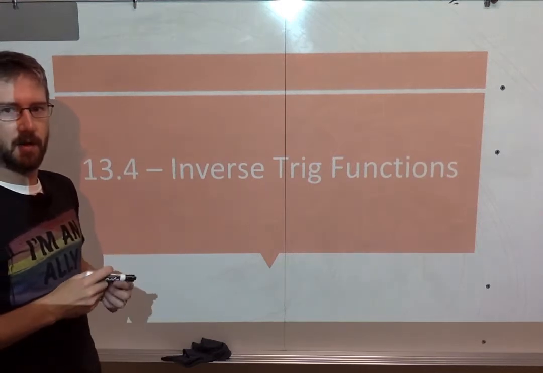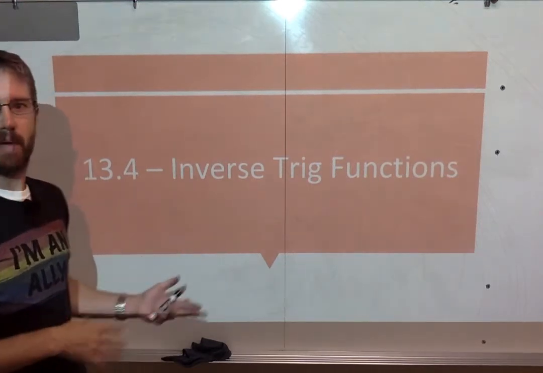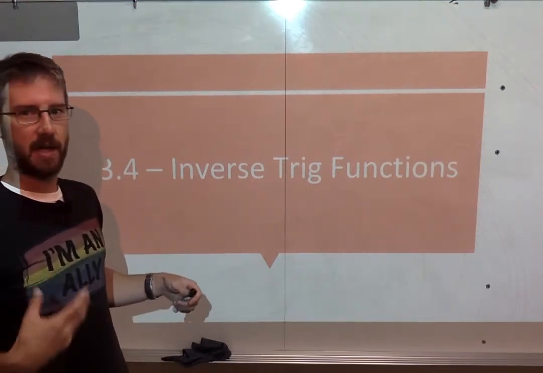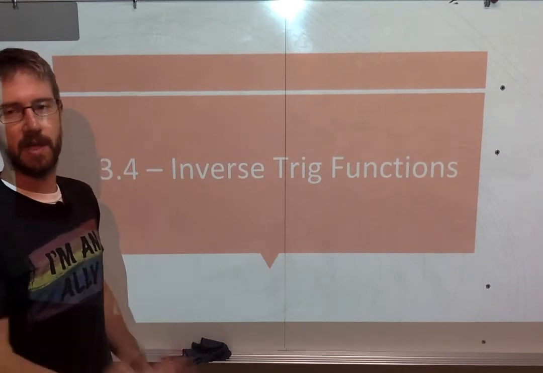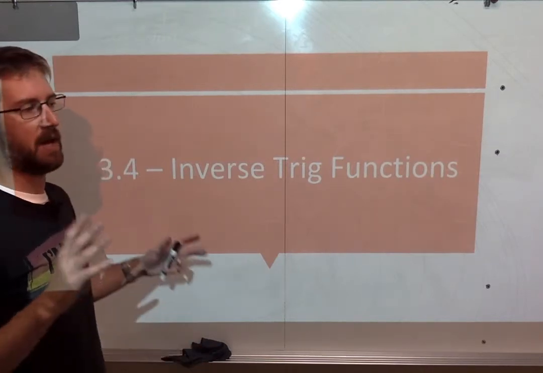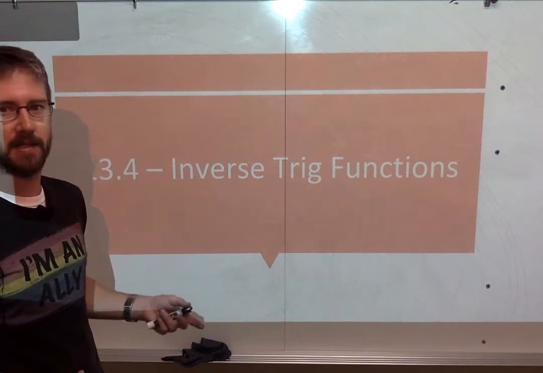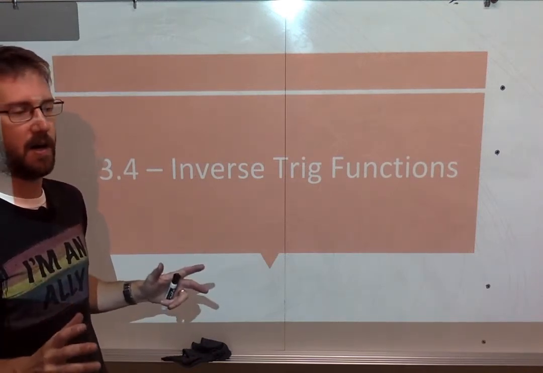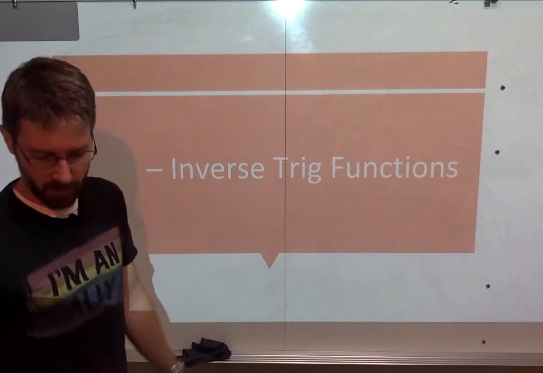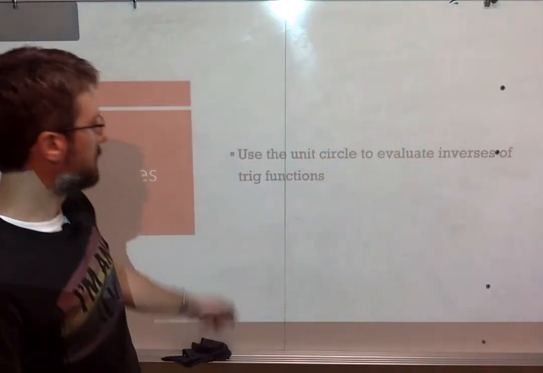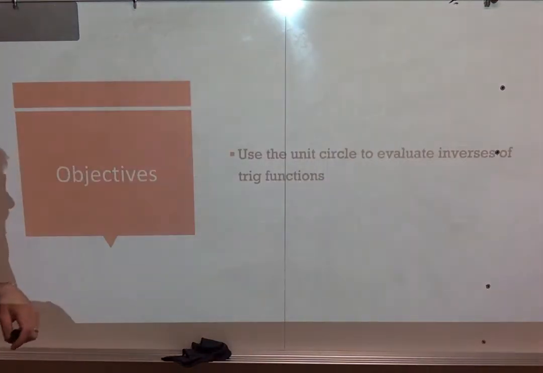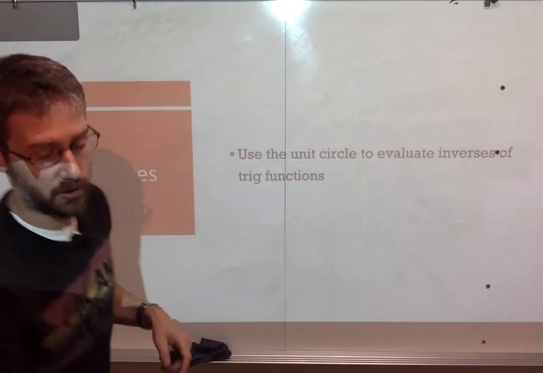So now we're going to be using the unit circle backwards, right? Instead of doing sine of 30, we're going to do inverse sine of 1/2. If you have your unit circle filled out, you've been practicing, you're good with what we've been doing so far, this isn't a big leap forward. It's just doing things backwards. So objective today, using the unit circle to evaluate the inverses of trig functions.